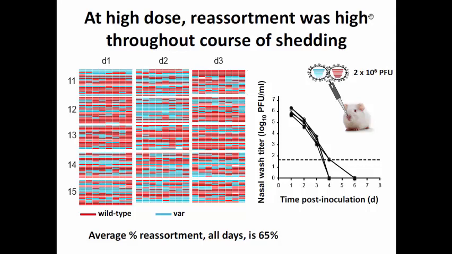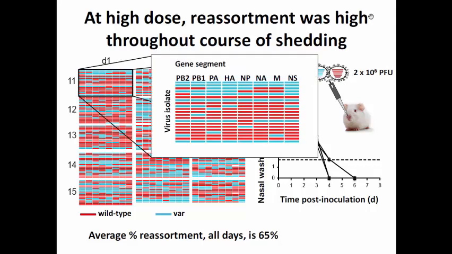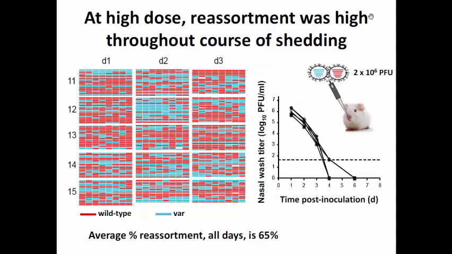And this is an array of genotype tables. Each rectangle corresponds to 1 guinea pig at 1 day post-inoculation, with the days shown at the top here and the 5 guinea pigs going down the side. Just to show you a little more clearly what you're looking at: again, the gene segments are shown across the top, and each row is an individual viral isolate. So already on day 1 post-inoculation, we see abundant reassortment in these animals, and that stays about the same throughout the course of shedding. On average, overall, we see about 65% of viruses shed are reassortant.